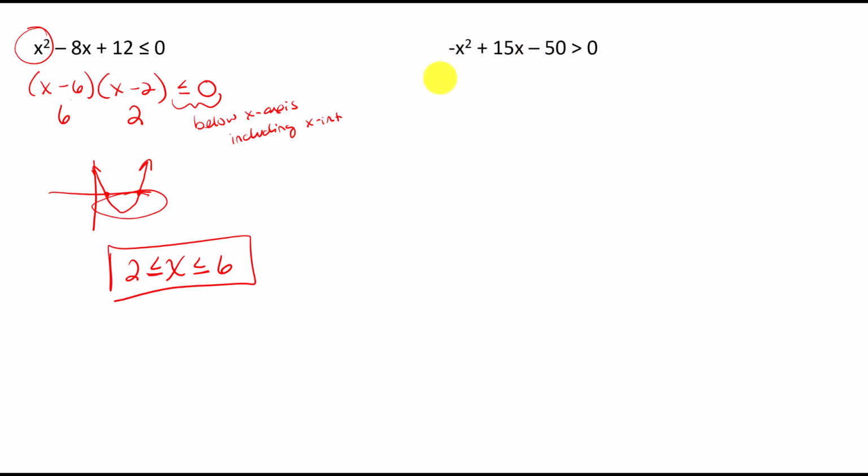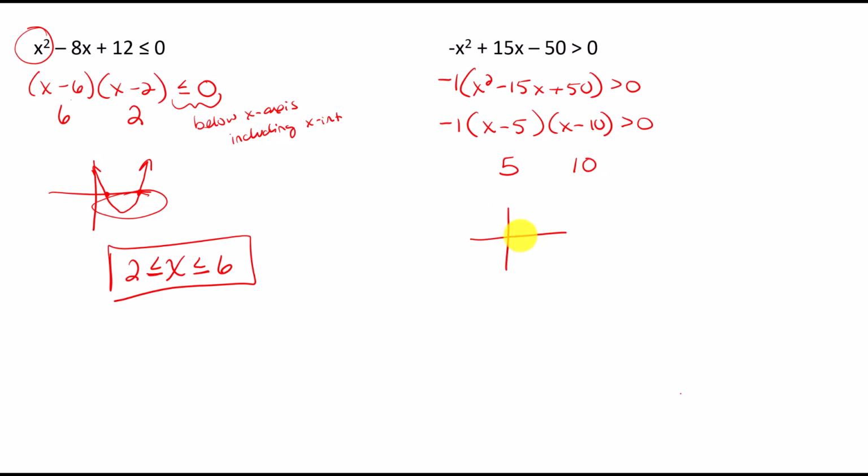Okay, since this is a negative, we need to take out a negative 1, which is going to give us x squared minus 15x plus 50. Now I need to factor the inside, and that is going to give us x minus 5 and x minus 10. So when I set x minus 5 equal to 0 and solve, and move the 5 over, I get positive 5. And when I set x minus 10 equal to 0 and solve, I get positive 10.